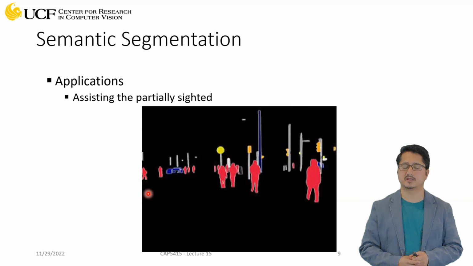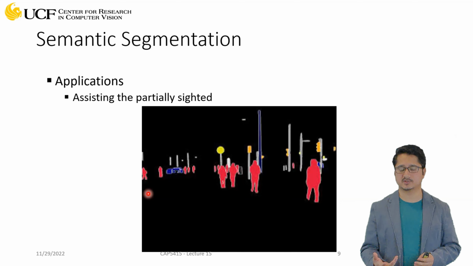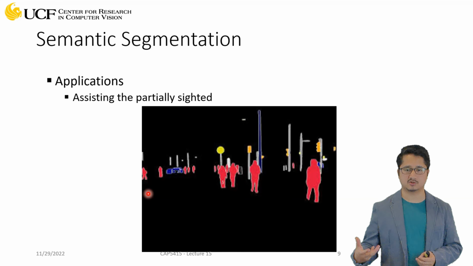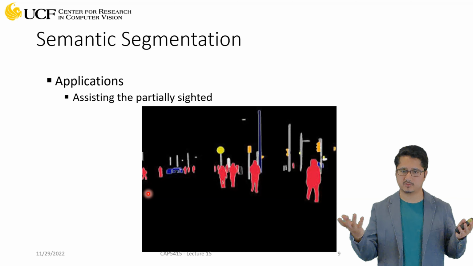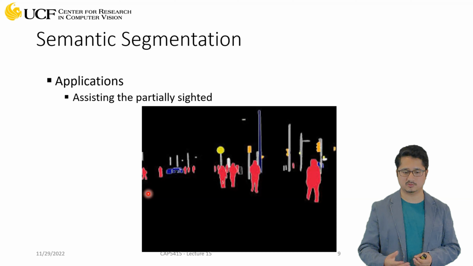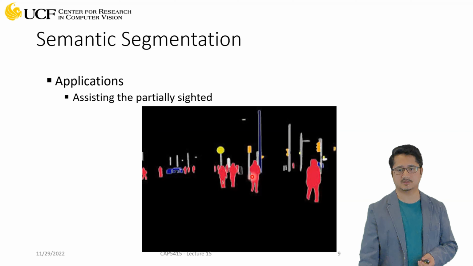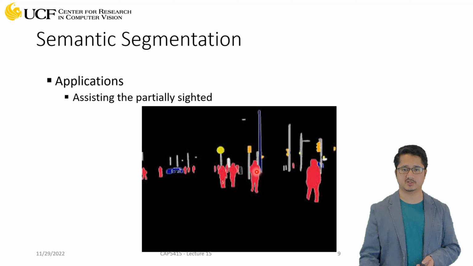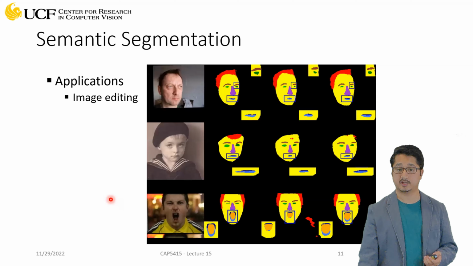Assistive living is another very important application area. For example, if a person is not able to see what's happening in the surroundings, an automatic system can give a very good idea of what's happening in the neighborhood, whether it's crowded, whether it's good to walk, and whether there are maybe potholes on the walkway. All that is very useful, and you need semantic segmentation to solve that problem. Again, medical diagnostics, we talked about that. Again, image editing can be very useful here.